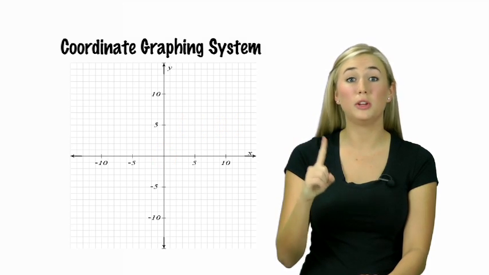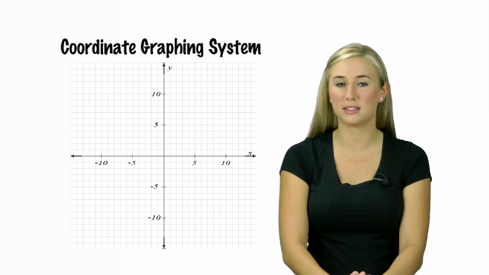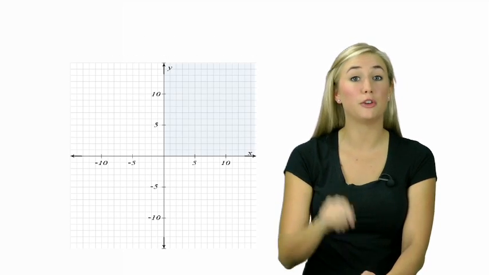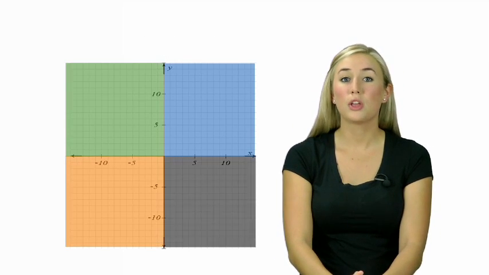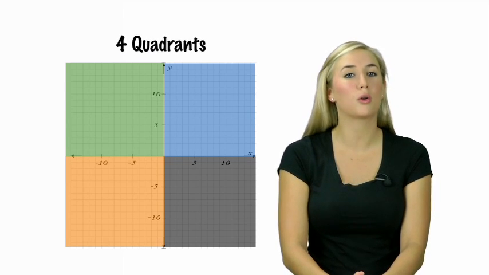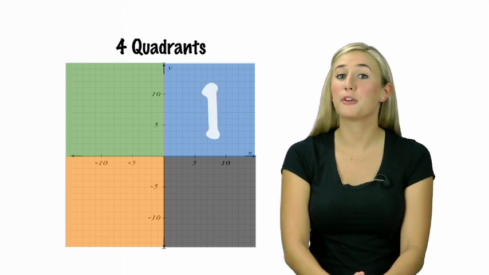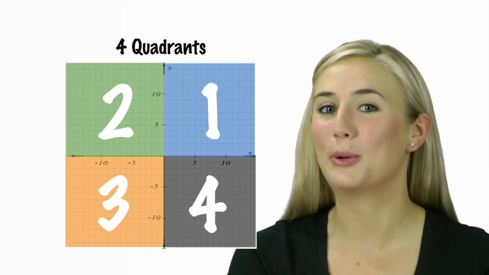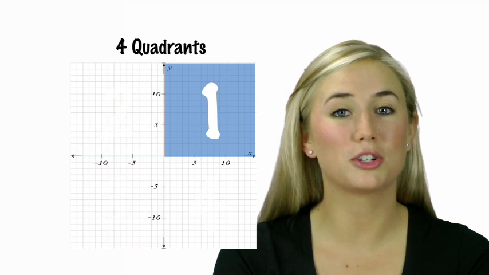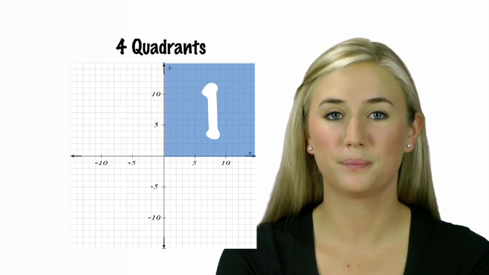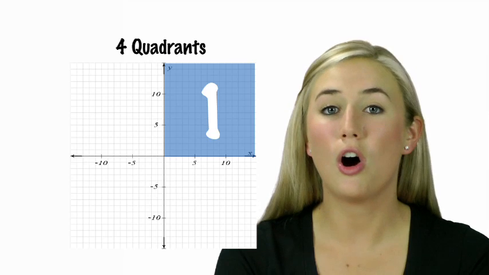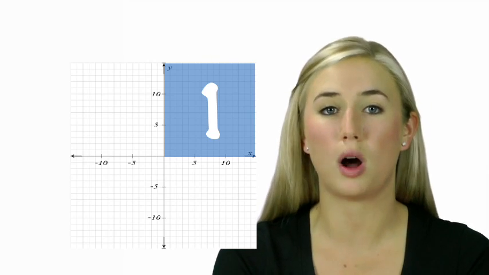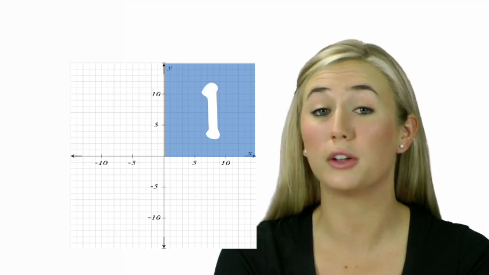There is one other thing you need to know about the coordinate graphing system. When you look at a blank piece of graph paper, do you see how it is split into 4 pieces? Those 4 pieces are called the 4 quadrants. They are named the first, second, third, and fourth quadrant. Pretty easy to remember, huh? The first quadrant is in this section right here. In this quadrant, all of the x and y values are positive, and this is the most used quadrant because in the real world, most values are positive.